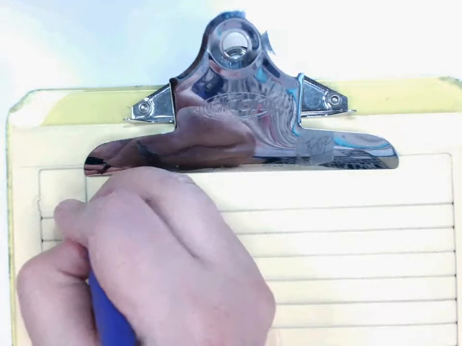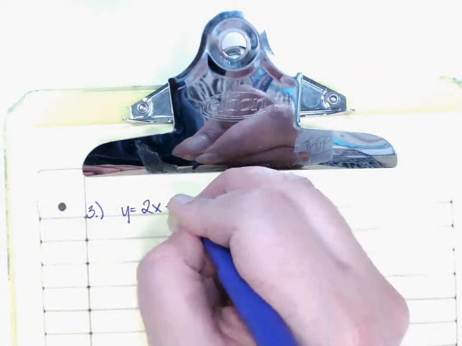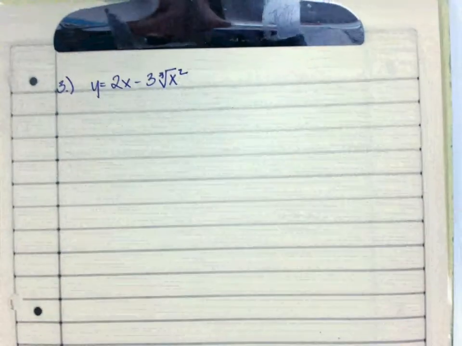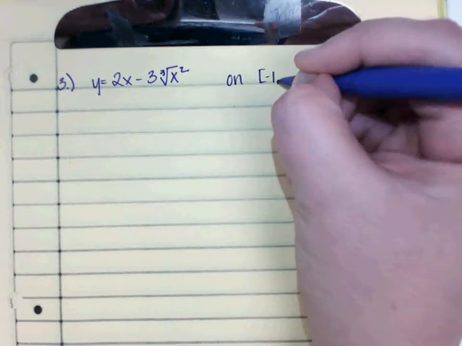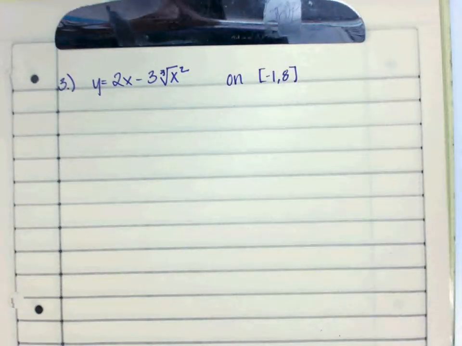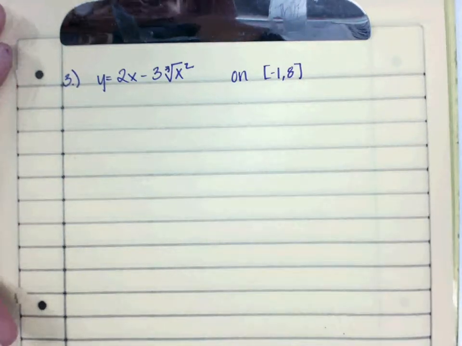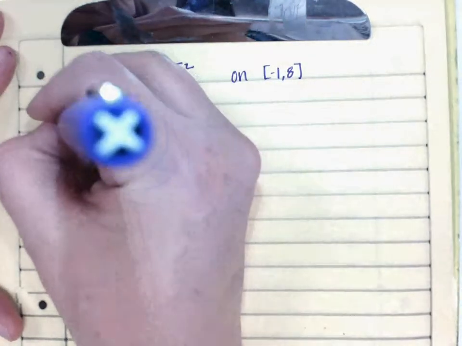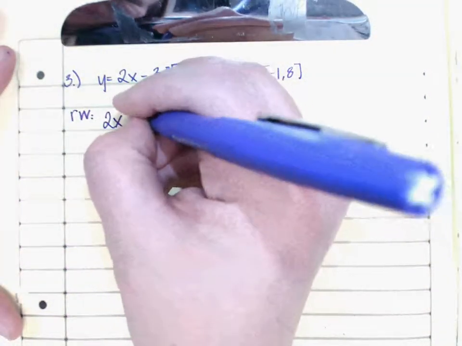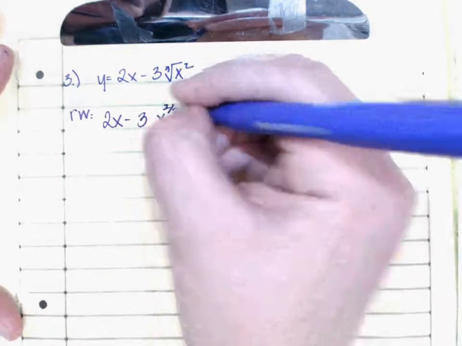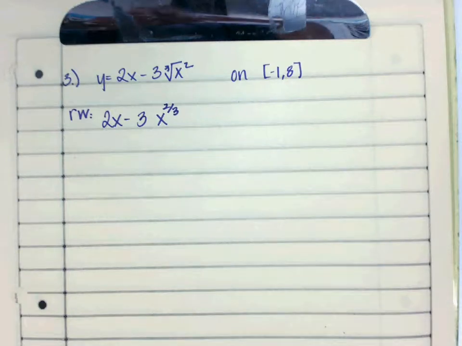Last one. Y equals 2x minus 3 root 3x squared. We're going to do it on -1 to 8. Here we go. Take the derivative. Actually, before I take the derivative, I need to do a rewrite. What would my rewrite be? 2x minus 3x to the 2/3. Remember, I can't take the derivative until I switch it out of radical form into power form.